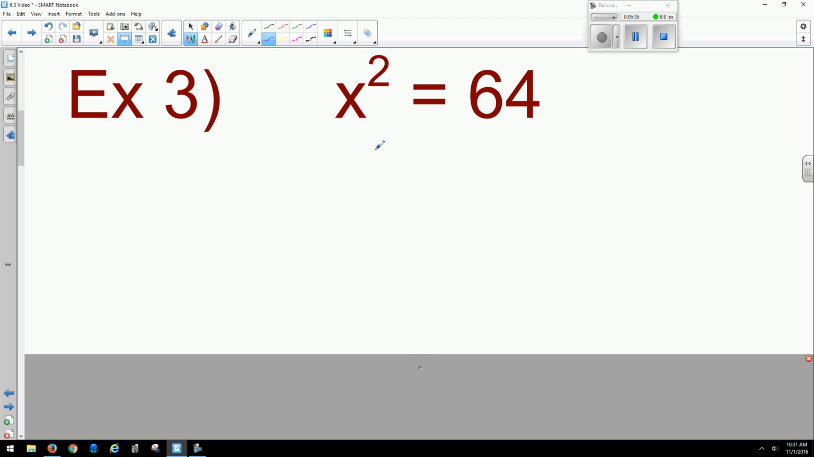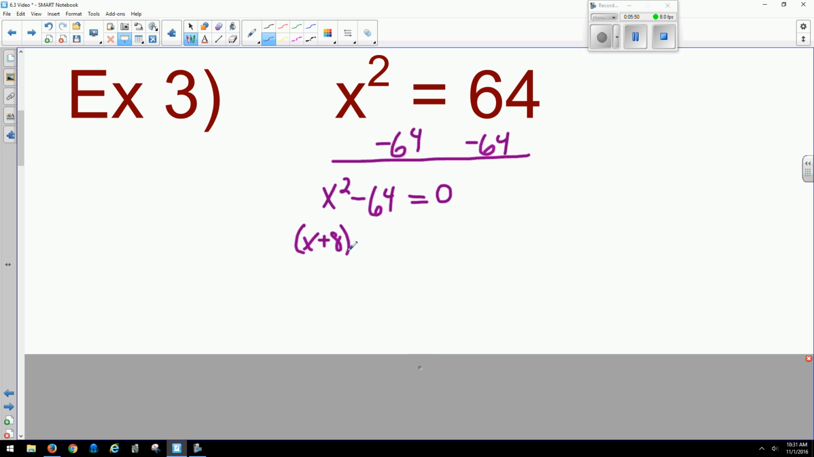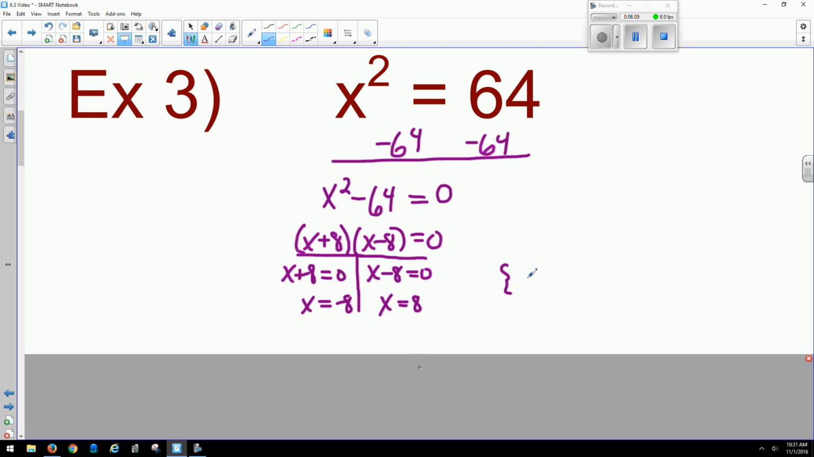Very first thing I want to do is get everything set equal to 0. So I'm going to subtract 64 from both sides of the equal sign. So I'm going to have x squared minus 64 is equal to 0. And I'm going to factor this. This is the difference of two perfect squares. And then I'm going to set each factor equal to 0 and solve. So x equals negative 8 over here. x equals positive 8 over here. So those are my two solutions.